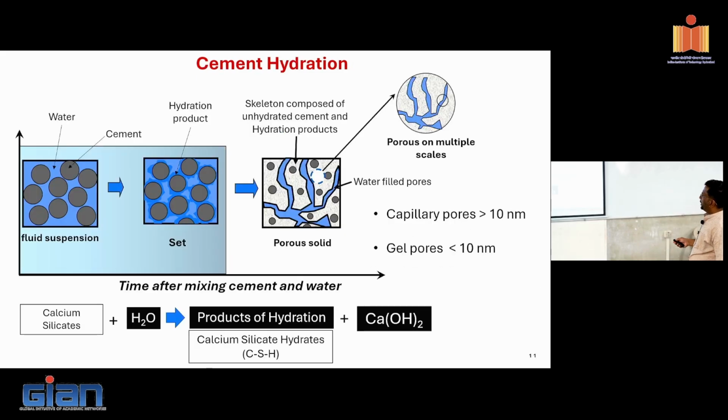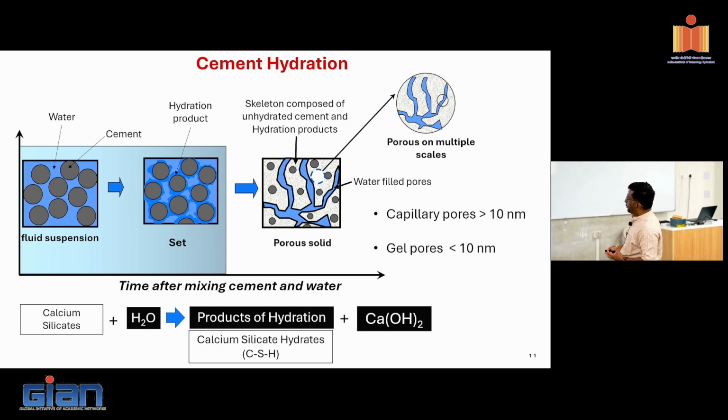Okay, so this is again basic cement chemistry. You know that initially when we put the cement in water, it is in fluid suspension, then it is going to set over a period of time. Now this is what is more important. Calcium silicates combined with water produce these products of hydration, which is the denser material that gives me all the mechanical properties. In addition to that, you also have calcium hydroxide that is produced.